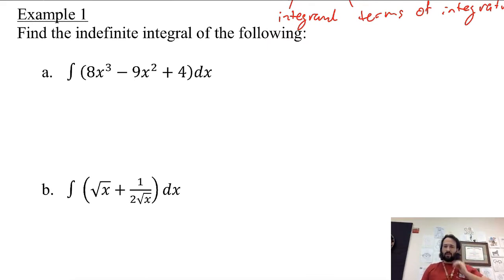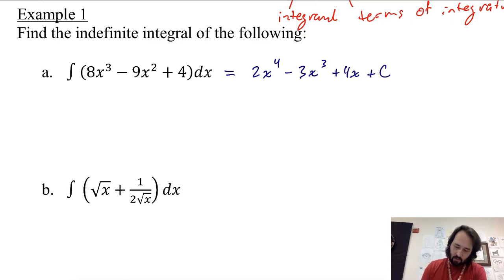There are some basic rules that you can follow, but I don't really think about the rules too much. I just try to think, the derivative of what function would give me this? So if I'm looking at the integral of 8x cubed minus 9x squared plus 4, well, in order to get 8x cubed, I could have had 2x to the 4th. If I take the derivative of that, then that's 8x cubed. Minus 9x squared, so 3x to the 3rd, plus 4x plus some constant c. That is my solution.